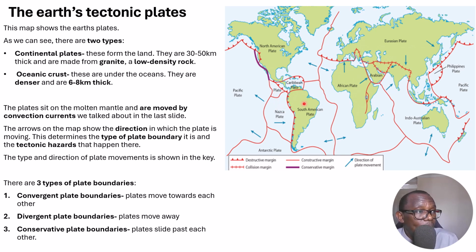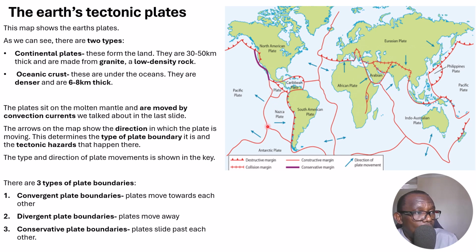So that is what determines the different types of plate boundary that we are going to be talking about briefly. Those types of plate boundaries are convergent plate boundaries, where two plates are moving towards each other. An example of that is the Nazca plate here moving towards the South American plate, which is moving this way. Then we also have divergent plate boundaries, where plates are moving away from each other. An example of that is the Pacific plate here and the Nazca plate.